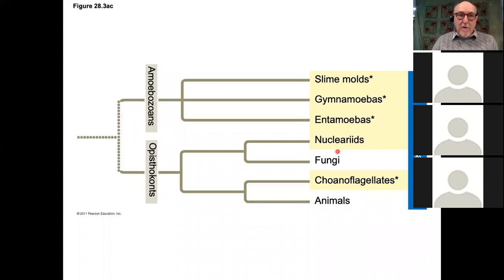We're not going to talk about the nuclearids. We're not going to talk about the fungi except just to refer to them as I have done. We're not going to, at this point, discuss the details of the animals because we're going to start talking about animal diversity in the succeeding section.